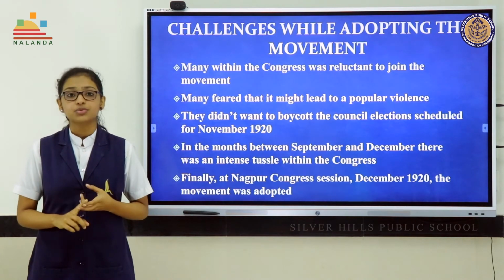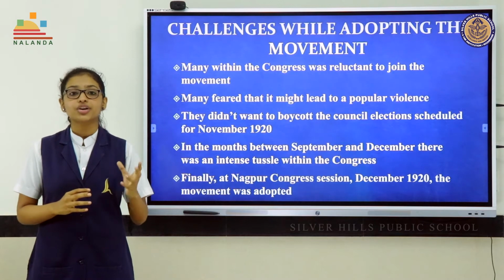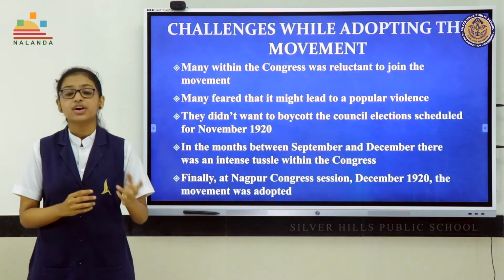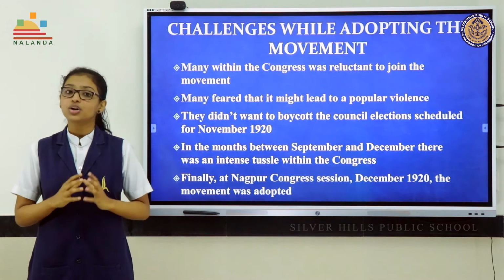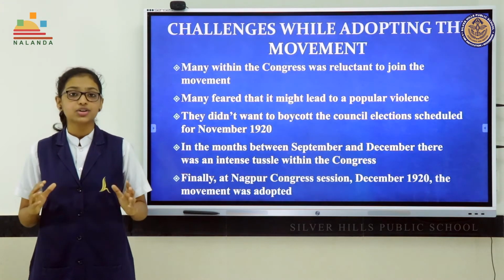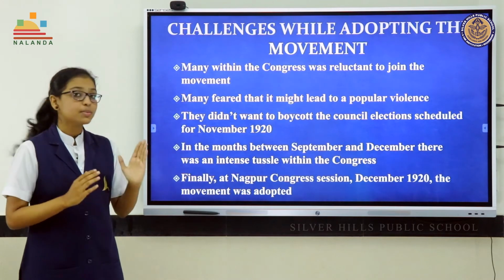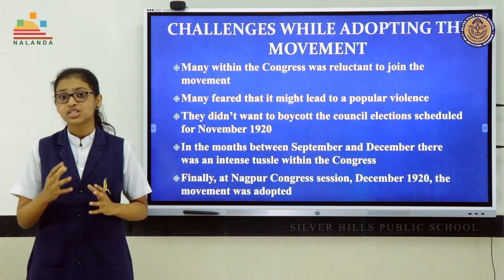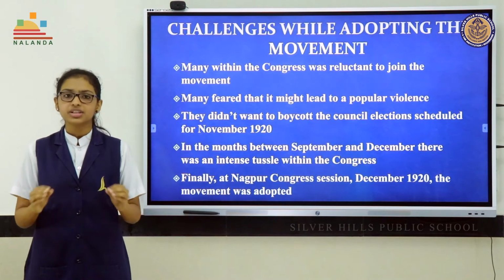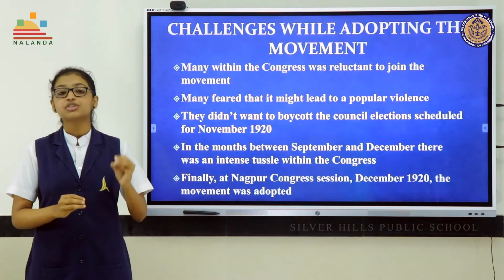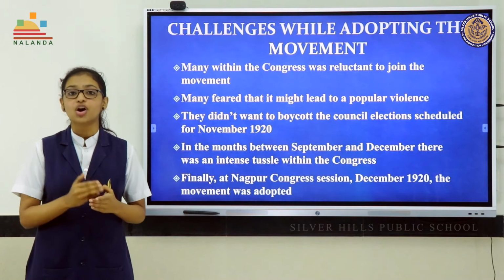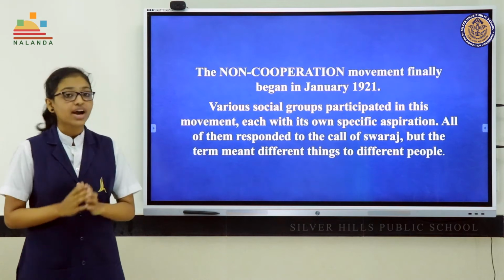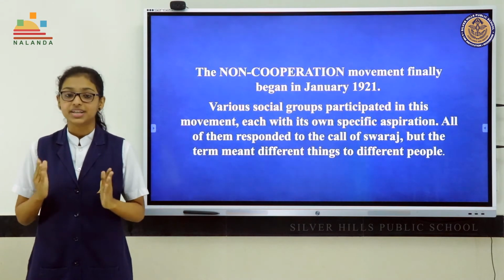The second reason was that people did not want to boycott the council elections. This was because entering the council was one way of gaining power, and they did not want to miss this opportunity at any cost by boycotting them. So, in the months between September and December, there was an intense tussle between the members of the Congress, but later everything was sorted out and the movement was finally adopted at the Nagpur Congress session in December 1920, and the movement finally began in January 1921.